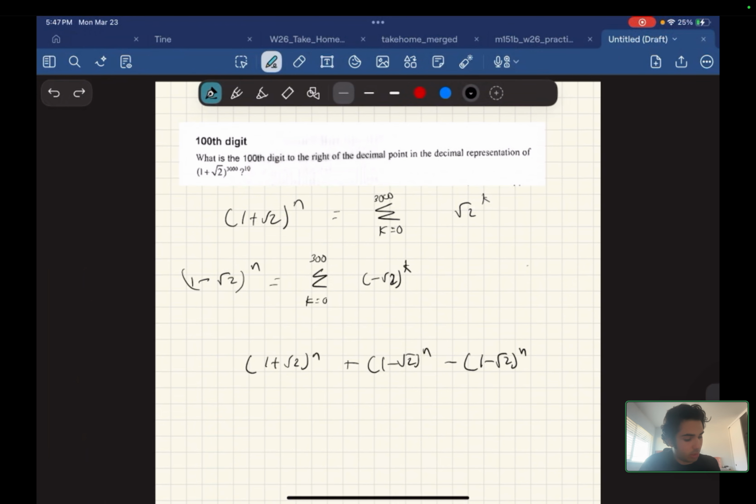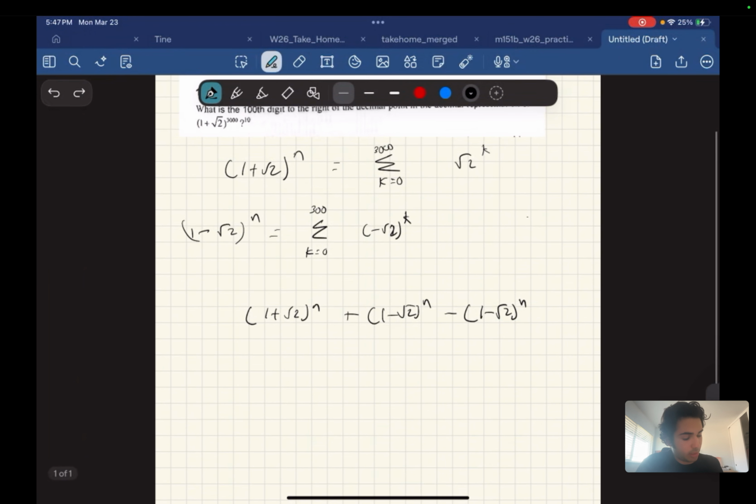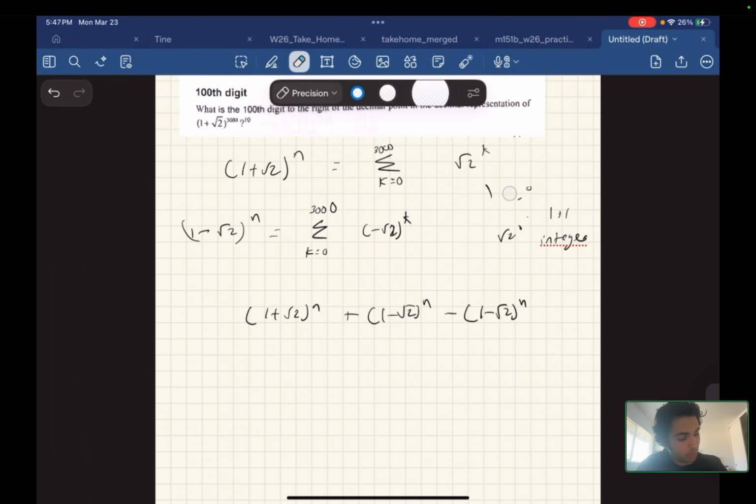So, now we have this. If you observe the pattern of k as it goes from 0 to 3000, when k is equal to 0, we have √2^0 plus, because we're going to add these up, √2^0. And that's just 1 plus 1. So we have some integer now, right? Then we can keep going. What if k is equal to 1?